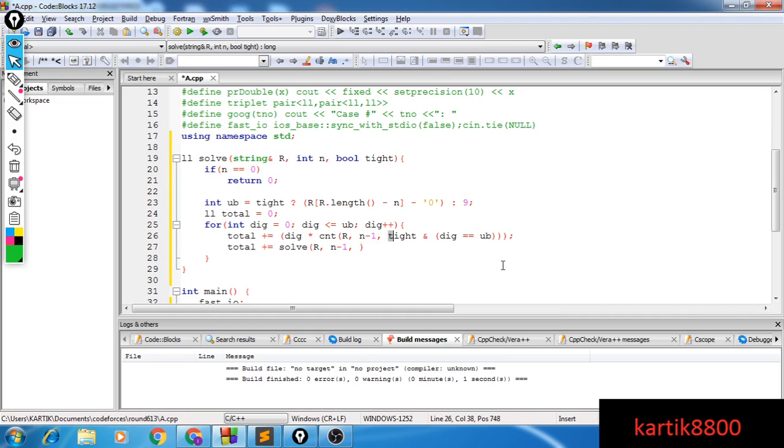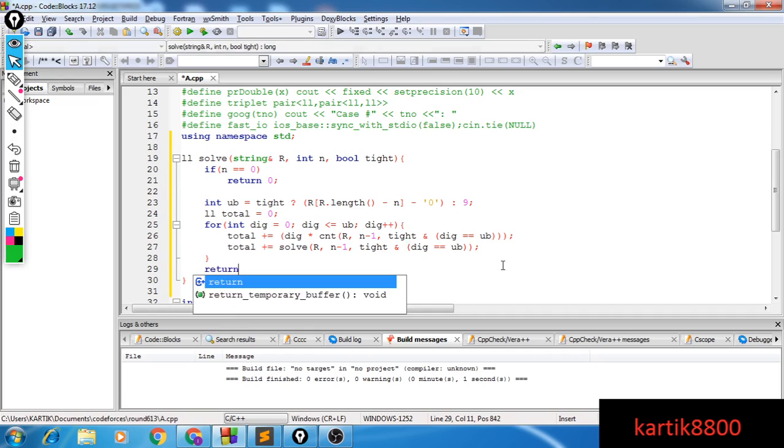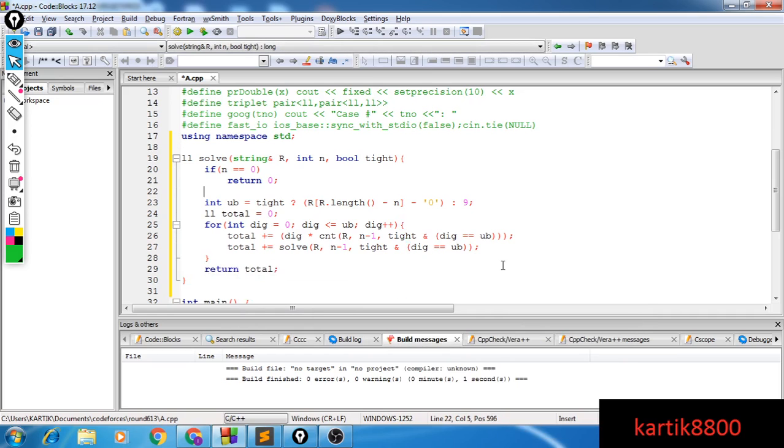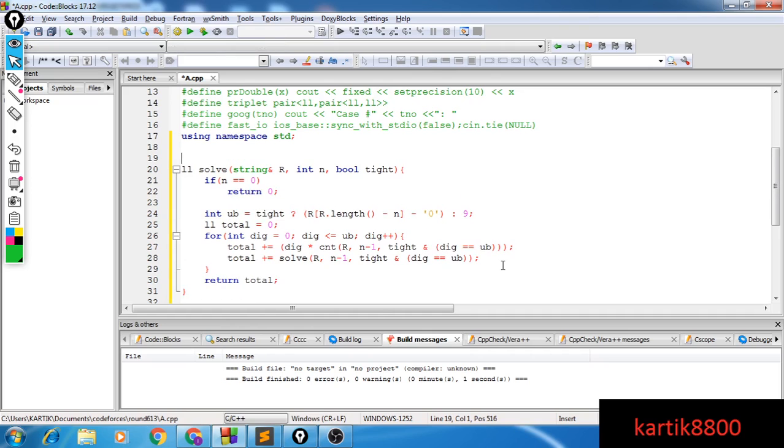The only case in which you have to pay regard to r is that if tight was already 1 and the digit you place at this particular position is equal to the upper bound or the corresponding digit of r. That's it. You can return total now. All we have to do is implement that CNT function as well.